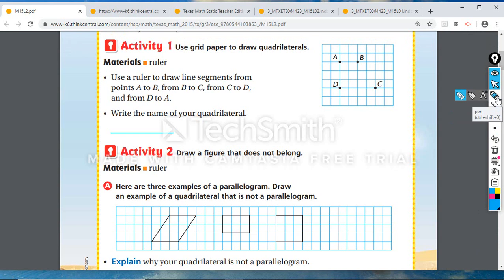So if you have a colored pencil, please, this would be the time to use it. So it says to draw line segments from points A to B, from point B to C, from point C to D, and from point D to A. What is the name of this quadrilateral?